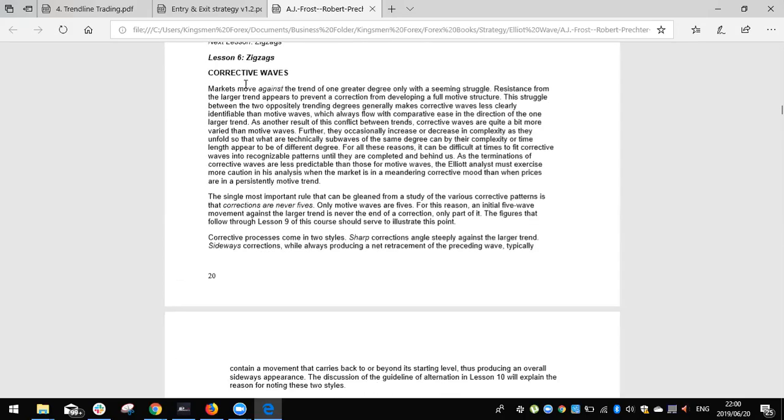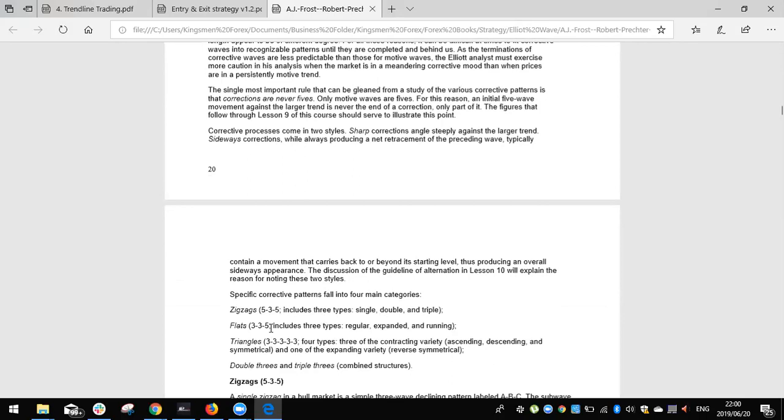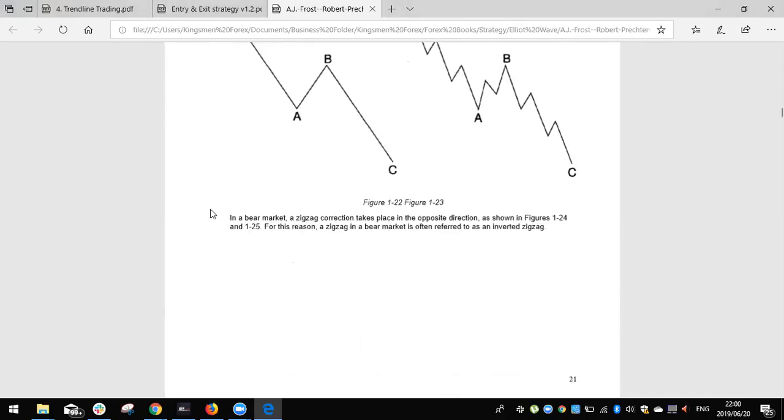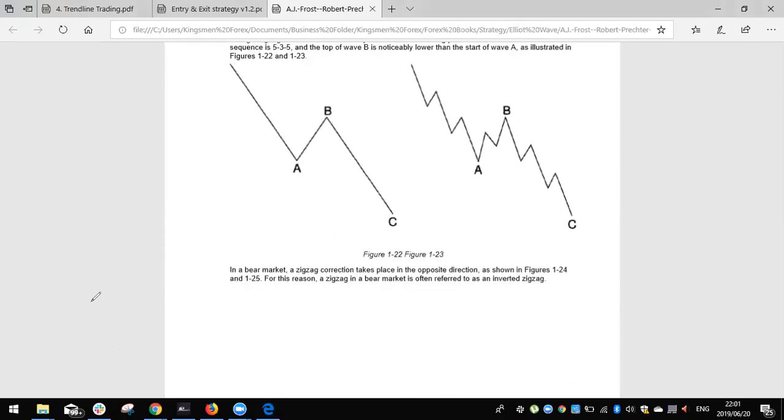Okay, this one is a zigzag. It's the structure that I made an example with, because you can see in an uptrend you're gonna have something like this. Oh, this thing doesn't want to draw. Okay, there you go. In an uptrend you're gonna have something like this.